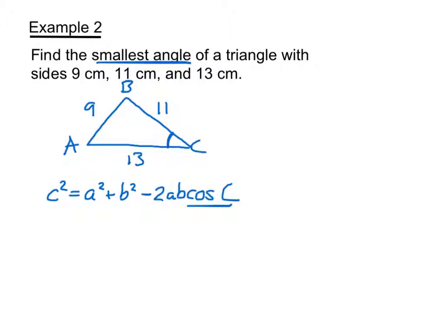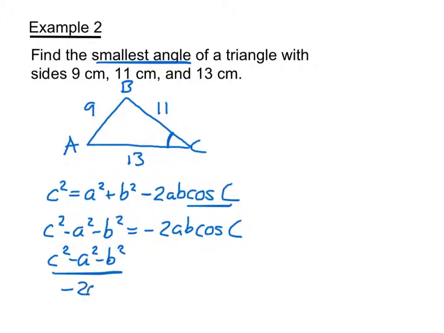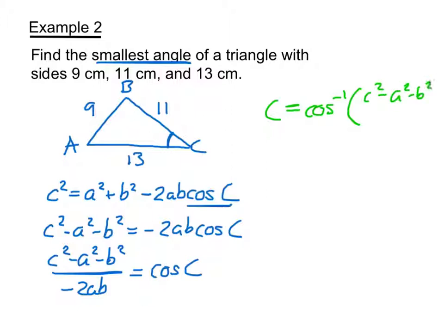So I'm going to subtract a squared and b squared first from both sides of the equation. And then I'm going to divide by minus 2ab. And now I have an expression for the cosine of C. And remember, I can find angle C by using the inverse cosine. So if I want to find angle C, I use the inverse cosine of C squared minus A squared minus B squared all over minus 2AB.